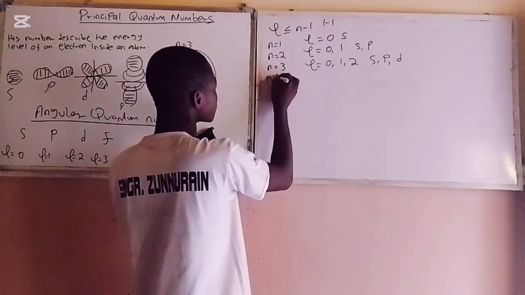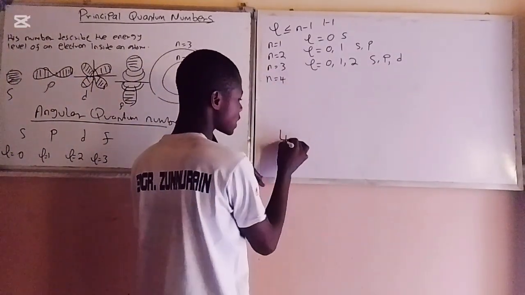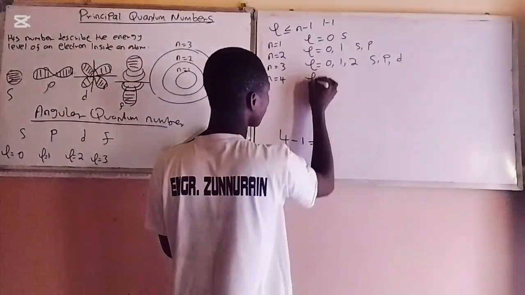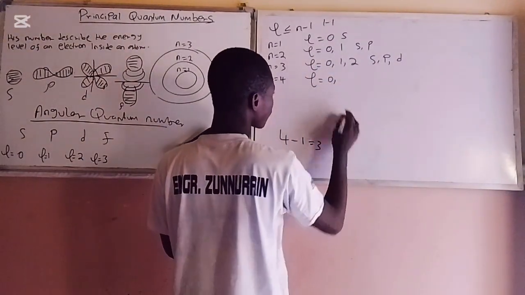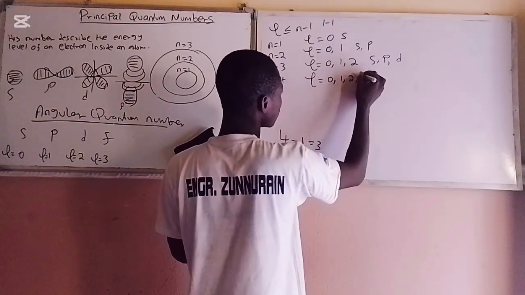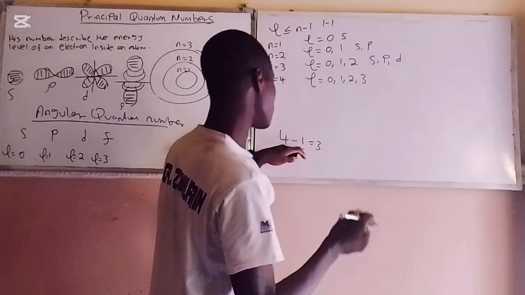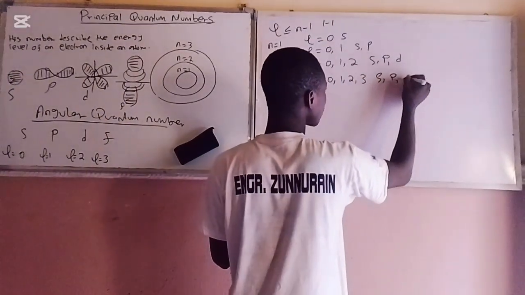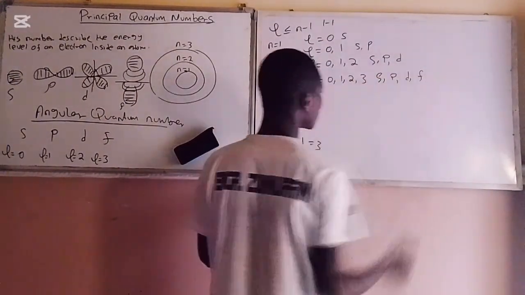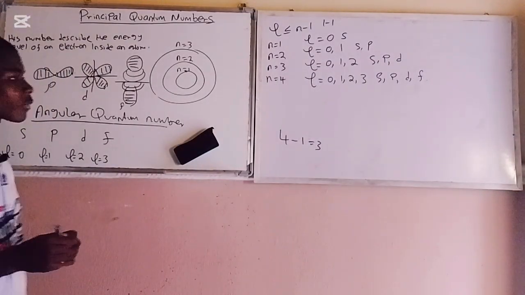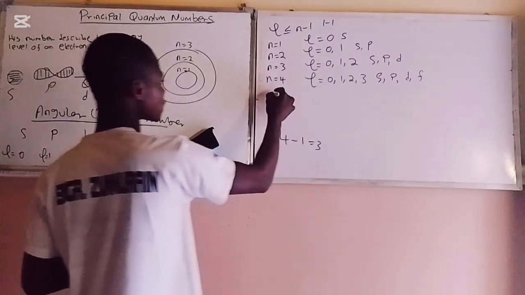But if n is equal to 4, that is 4 minus 1, which is equal to 3. So I'll have 0, 1, 2, and 3. This means that I will go up to 3. So this is the s shell, p shell, d shell, and f shell.